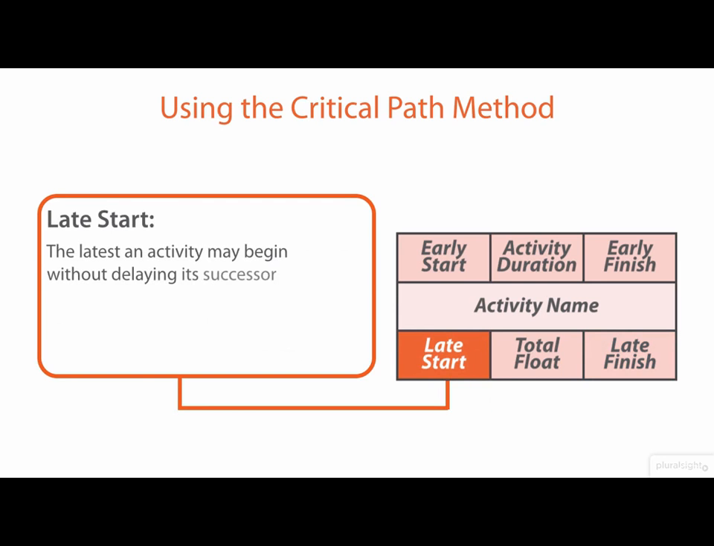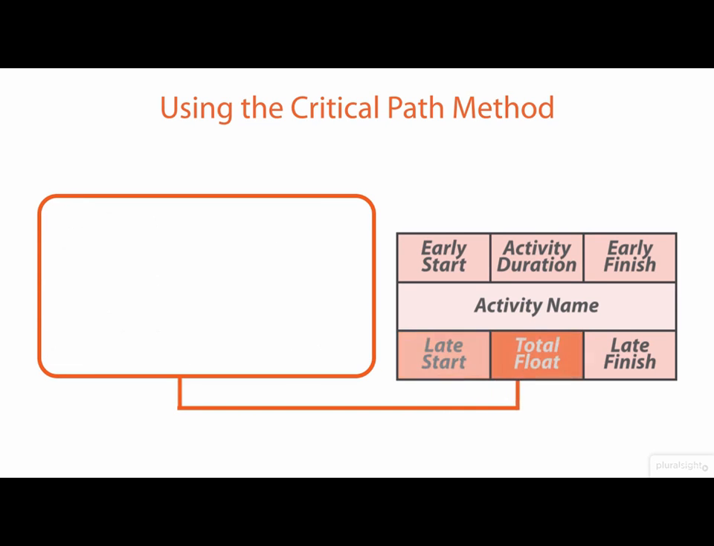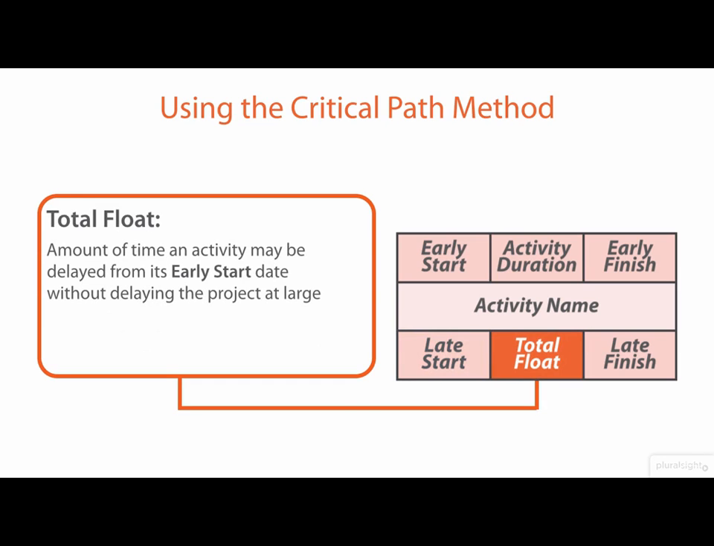The late start date, on the other hand, is the latest that an activity may begin without causing a delay in its successor. Now, you can calculate the late start date by taking that late finish date, subtracting the activity duration from it, and then adding 1 for the same reason that we subtracted 1 when we calculated the early finish date. Finally, total float is the amount of time that an activity may be delayed from its early start date without delaying the project at large.